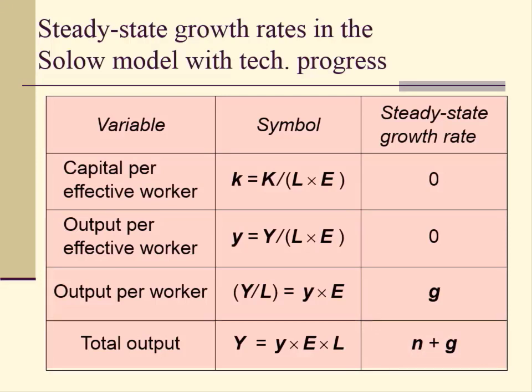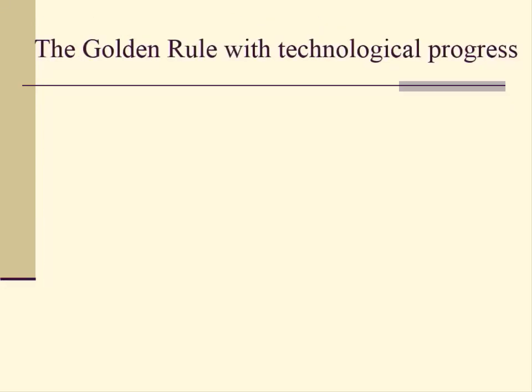So these are the main differences between this chapter's model and the previous chapter's model. That is, first, output per worker actually grows at the rate g, and total output grows at the rate n plus g. Now let's figure out the golden rule with technological progress incorporated.